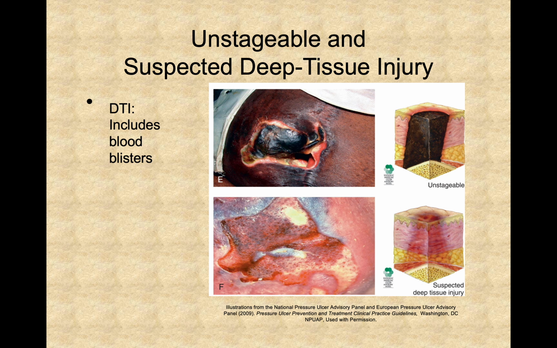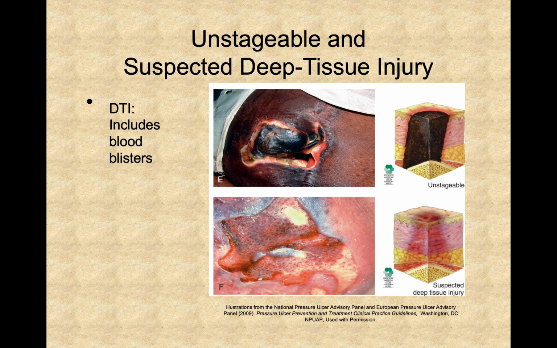A wound is unstageable if you cannot see the wound bed. So, for example, this top picture shows a wound that has eschar, or dead, non-viable tissue that's hard and leathery over the bed of the wound. So I don't know what I'm looking at. I don't know if there's adipose tissue under there. I don't know if there's muscle or bone. I don't know until that eschar is removed. So some sort of debridement is going to be required before that can actually be staged, and until that happens, it is unstageable.